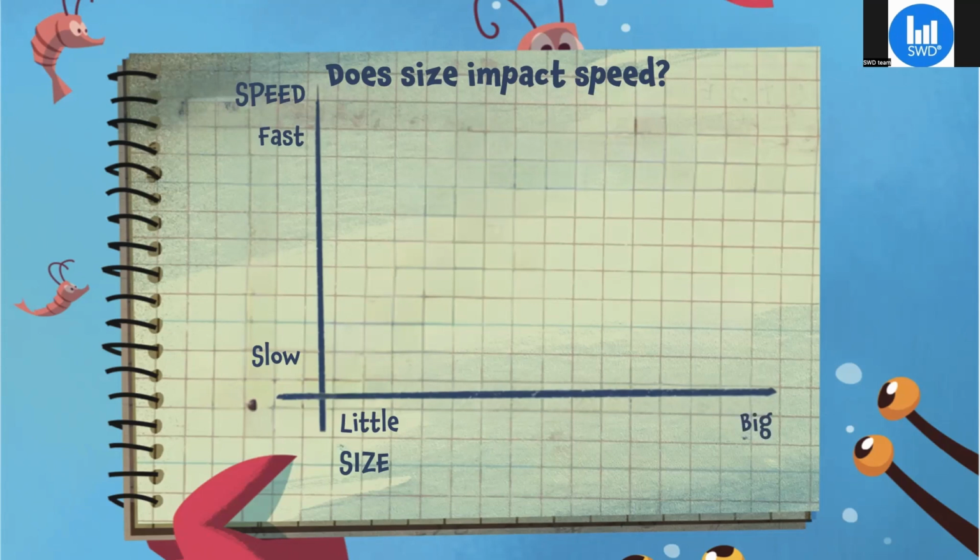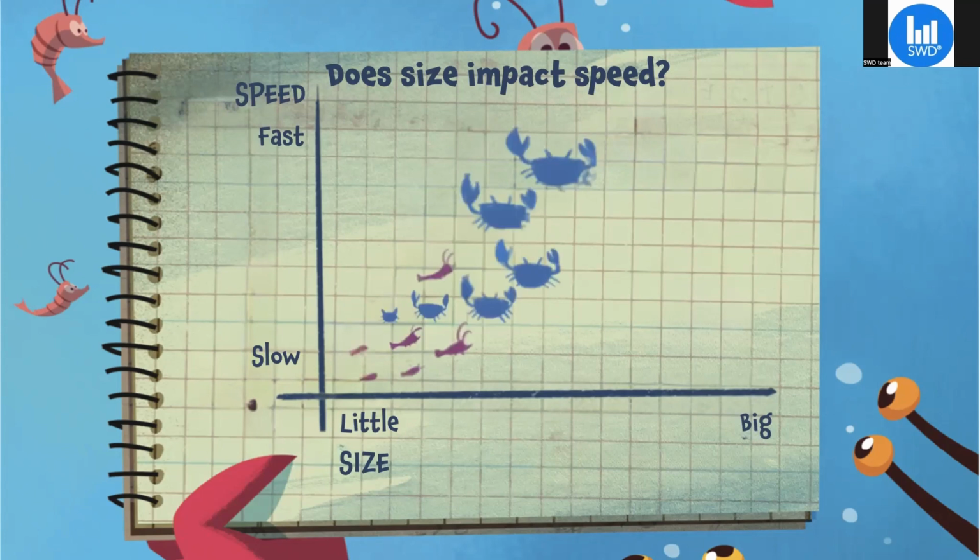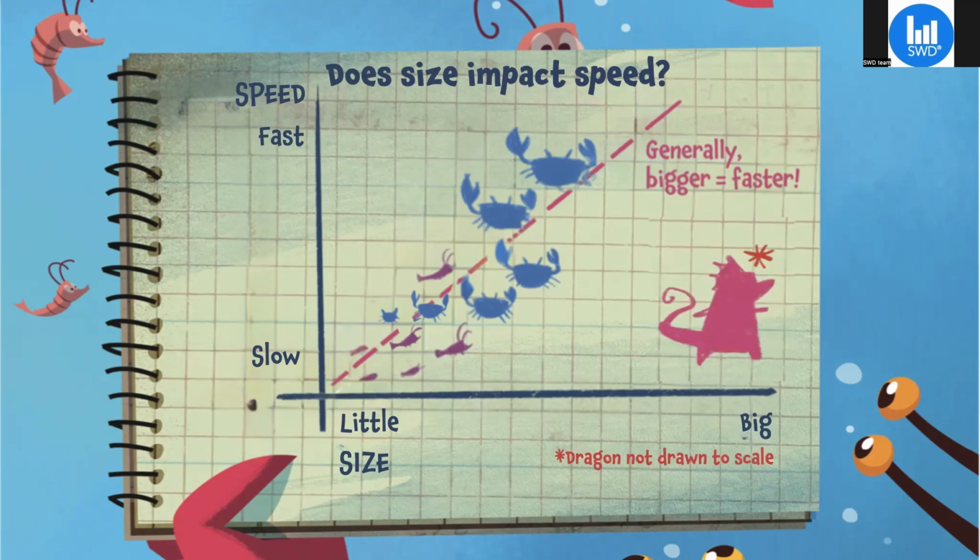Okay, let's plot those crabs and shrimp. Notice on the lower left, the shrimp are small and slow, but as we move to the right, the crabs are bigger and faster. Generally, bigger does mean faster. As for me, though, I'm pretty slow and so big I don't really even fit on the graph.